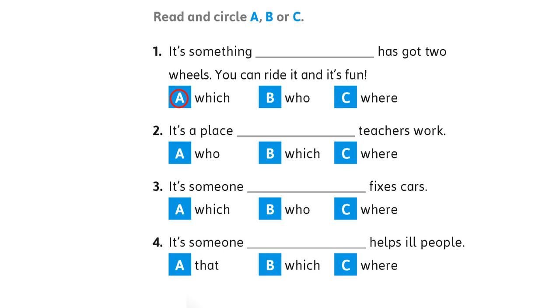Two, it's a place teachers work. We are talking about a place, so we go with where teachers work. Here we are talking about the school. Three, it's someone who fixes cars. We are talking about the mechanic. Four, it's someone who or that in this case helps ill people. Ill means sick, and here we are talking about doctors.